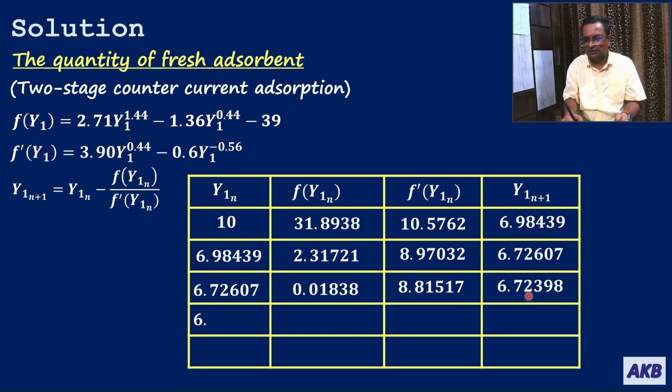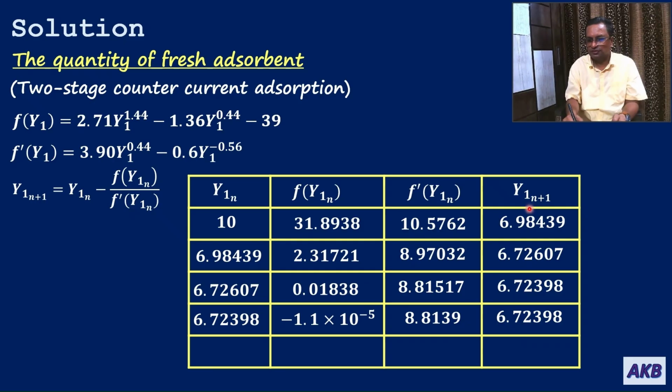In the next step, this will be the old value. The function at this value is this. Now we have come closer to 0. At the exact value of y1, this function becomes 0, you know that. And then the derivative of the function at this value is 8.8139, and the new value is 6.72398. That means you are getting the same value for y. So now y1 is becoming constant. We are coming close to the solution.